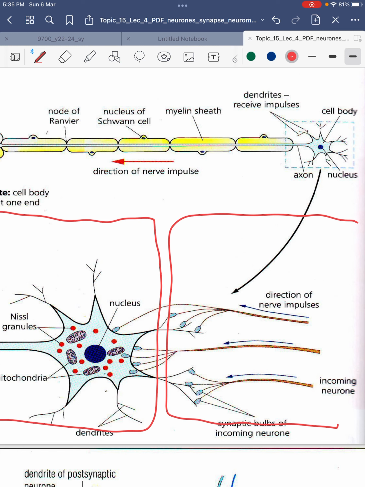This can be between two motor neurons, or two sensory neurons, or between sensory and relay neuron, or between relay neuron and motor neuron. Our main purpose in today's lesson is communication: how the arrival of the nerve impulse at the synaptic knob causes an action potential and the continuation of the nerve impulse in the next neuron.